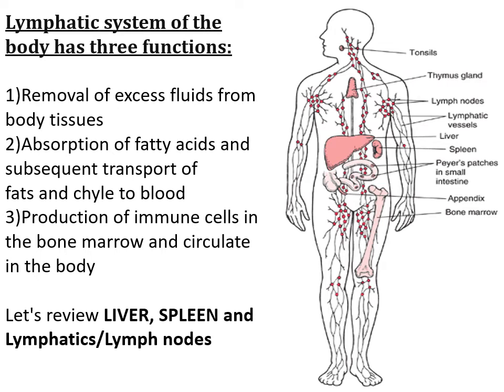Okay, so on the upcoming slides, we're going to talk in a bit more detail about the liver, the spleen, and the lymph nodes and lymphatics. But let's just talk generally about the lymphatic system of the different parts of the body. So let's look at the image on the right.